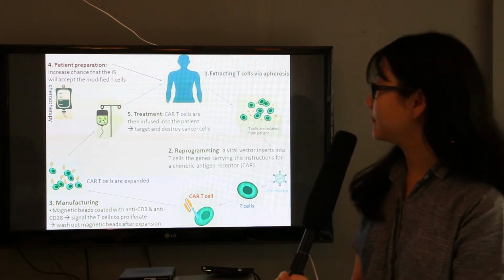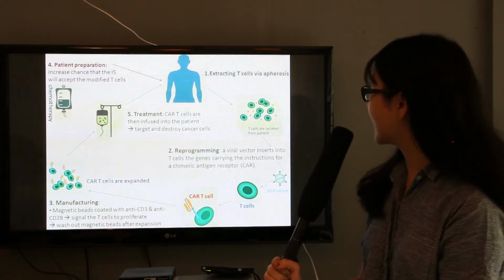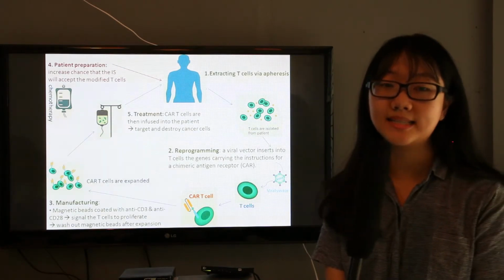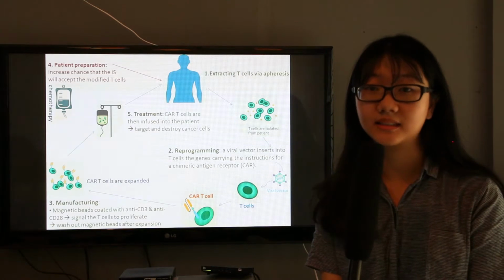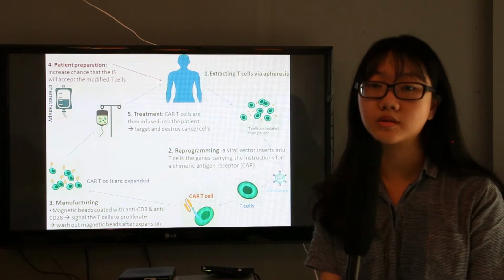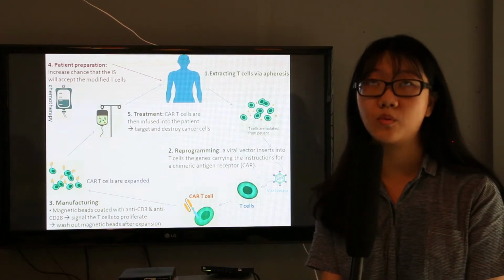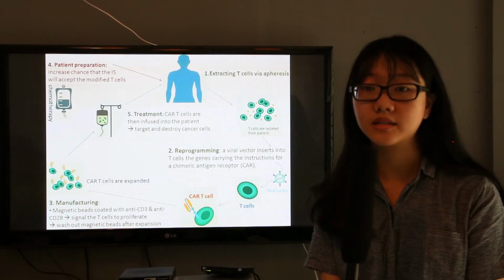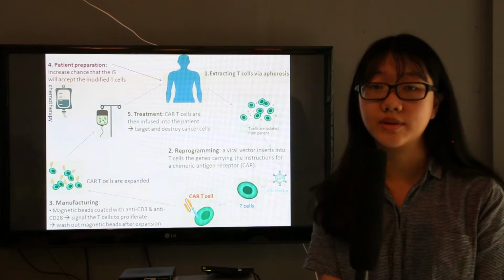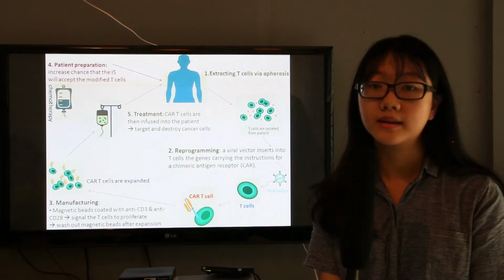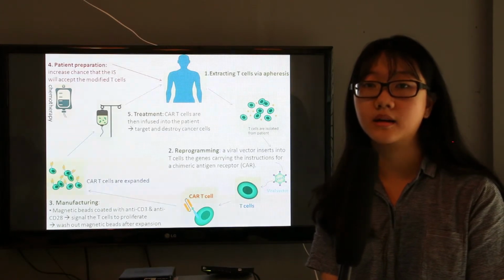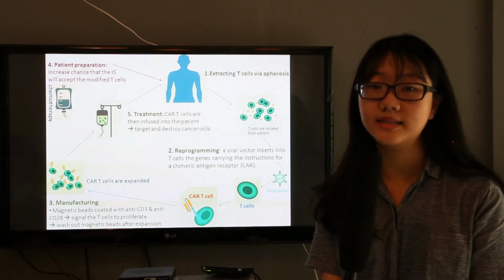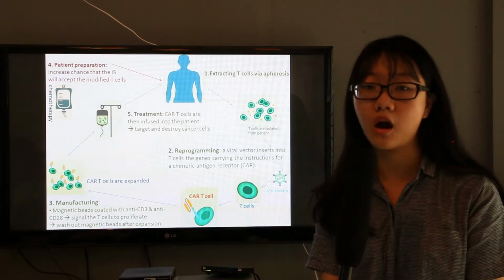Next is the mechanism. There are 5 steps in the mechanism. First, extracting cells. T cells are collected via apheresis, a process that withdraws blood from the body and removes one or more components, such as plasma, platelets, or white blood cells. The remaining blood is returned back into your body. The second step is reprogramming. A viral vector inserts into T cells the genes carrying the instructions for CAR.